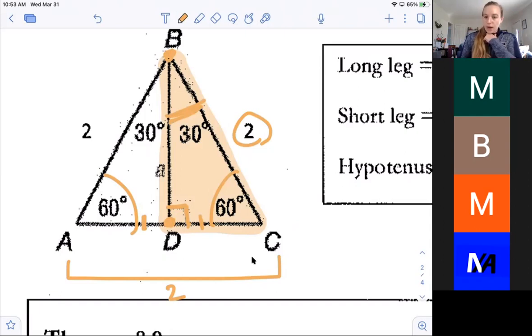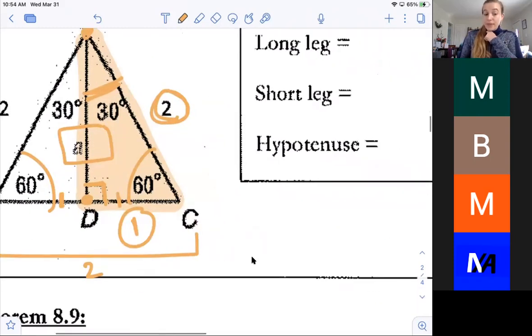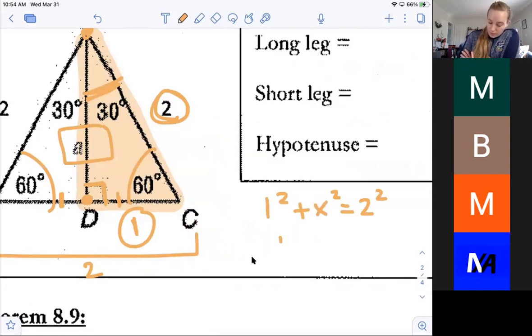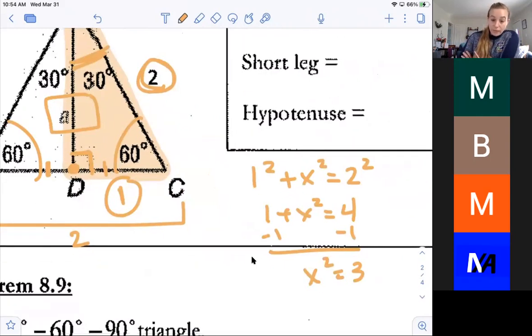So AC is 2. I just told you that D is the midpoint. So that makes DC half of 2, which is just 1. So DC is 1. BC is 2, and we actually don't know what BD is. So we actually need to find that out. Good thing we learned Pythagorean theorem yesterday because we're just going to do Pythagorean theorem. 1 squared plus x squared equals 2 squared. 1 squared is 1, x squared, and then 2 squared is 4. Minus 1 from both sides. That becomes x squared equals 3. And then square root both sides. X equals radical 3.